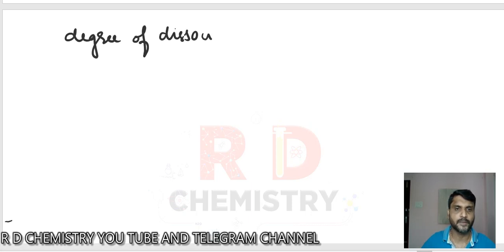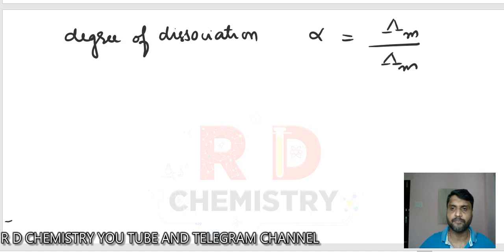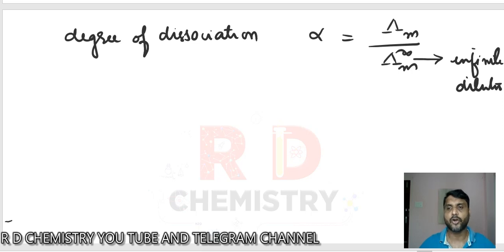How to calculate the degree of dissociation of the electrolyte? What is the symbol for degree? It is alpha. Alpha is equal to lambda m divided by lambda m infinity. What is lambda m infinity? It is nothing but the molar conductivity at infinite dilution, which can be obtained from the Kohlrausch law.